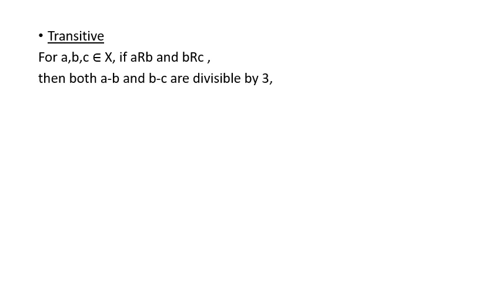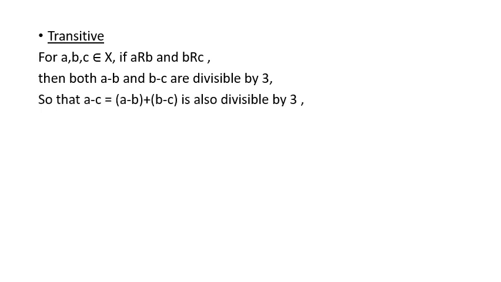Then transitive. For A, B, C element of X, if A related to B and B related to C, then both A minus B and B minus C are divisible by 3. For example, if 1, 4 belongs to the set, then we could see 4, 1 there. Then finally 1, 1 comes there. Okay, so we can say that A minus C is equal to A minus B plus B minus C, which is also divisible by 3. Hence A related to C, therefore R is transitive, and hence R is an equivalence relation.